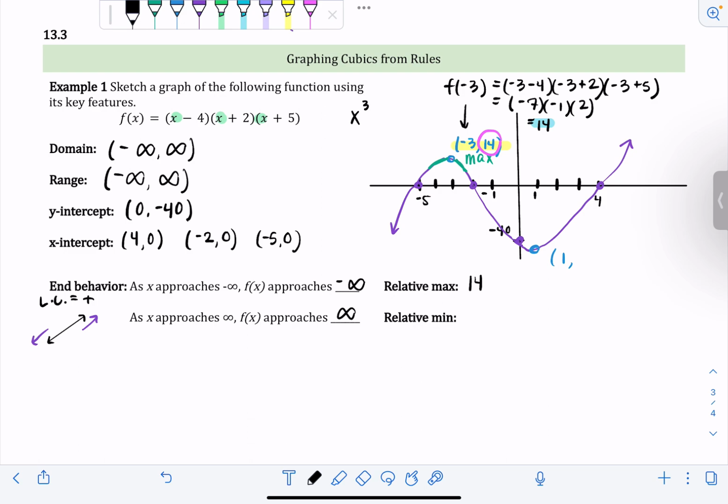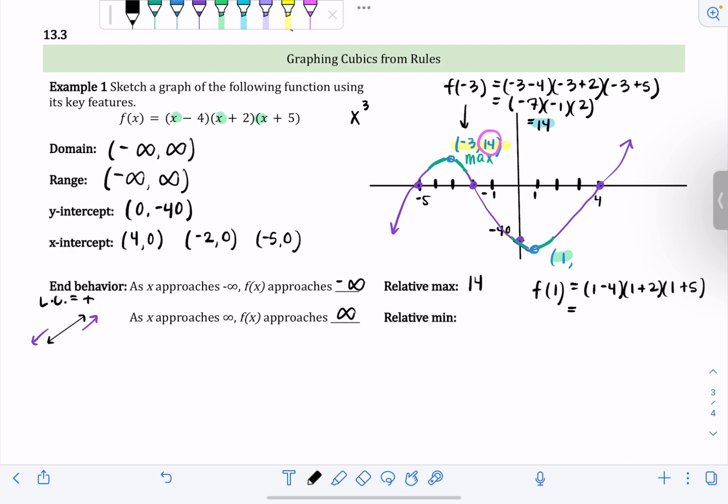Okay, and then the last little part, this point right here at 1 comma something that we were estimating as a change of direction, is a minimum because it's lower than the points surrounding it. To find the actual height of the point, I'll take that x equals 1 and put it in for all of the x's in the original function. So I would find f of 1, and then it would be 1 minus 4 times 1 plus 2, and then times 1 plus 5.